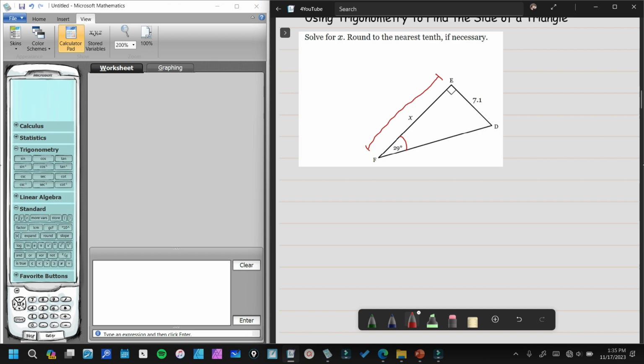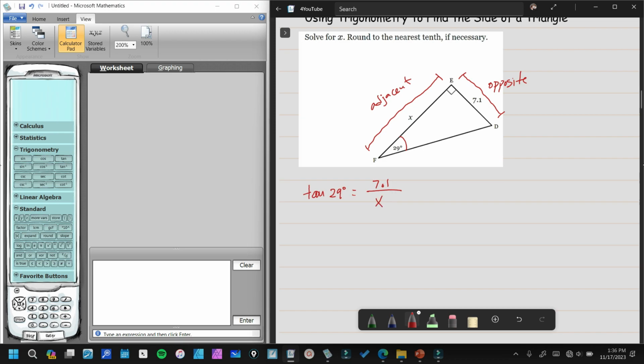Opposite to that is this side, which is DE. We call that the opposite side, obviously. And the relationship of x, or side EF, is the adjacent side. So we have the opposite and the adjacent side, so the trigonometric function that we will use here is tangent. So tangent 29 degrees equals the opposite side, which is 7.1, over the adjacent side, which is x.